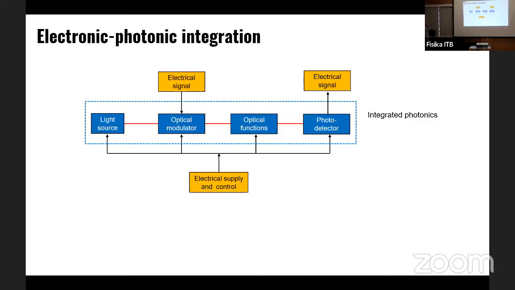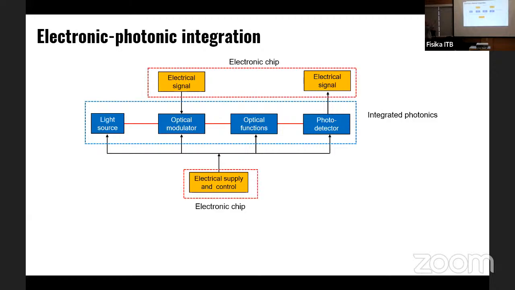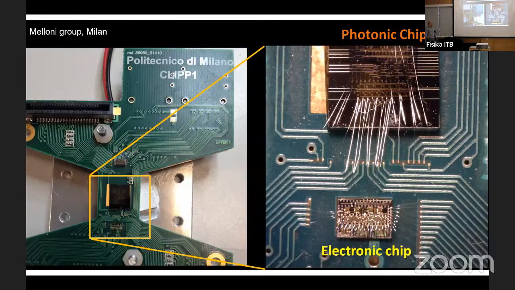So the idea to go from that state of the art, let's say, is to integrate the electronics also on chip, right? This is done by the group of Andrea Melloni at Polimi, Politecnico di Milano. And the idea is that the photonic chip is integrated. Now the electronics is also chip integrated, and they use wire bonds to go from one to the other. It's a higher degree of integration. Whether this is the best thing to do or not, maybe there are better ways to do it. We will see.